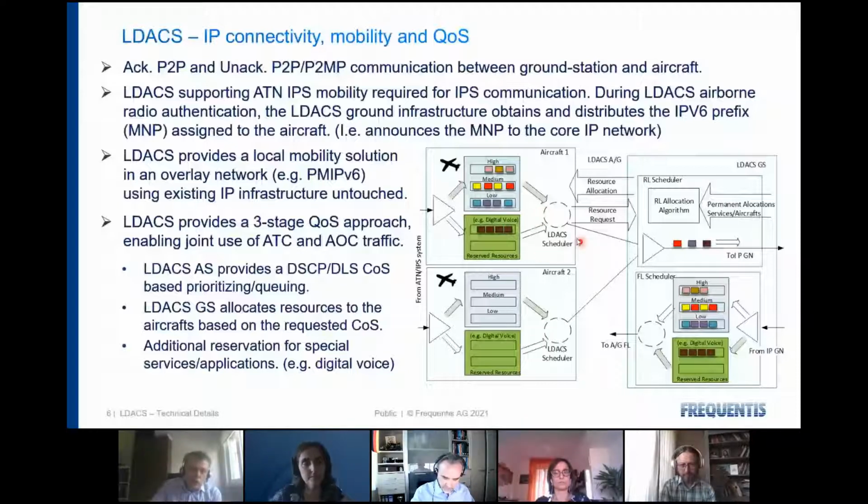In addition, the third stage here is that we have the possibility to reserve for special services and applications, for example, for digital voice, we can allocate separate bandwidth. You see this here in the green boxes. That means if you have a specific service like digital voice, you can reserve bandwidth for this on the reverse link and also on the forward link. It's the easier part. You can reserve specific bandwidth for specific services or for applications.